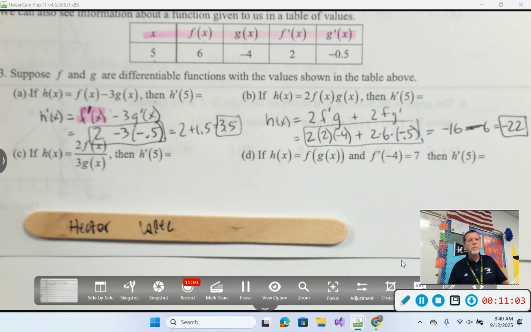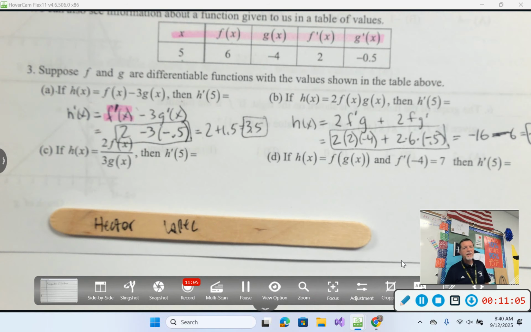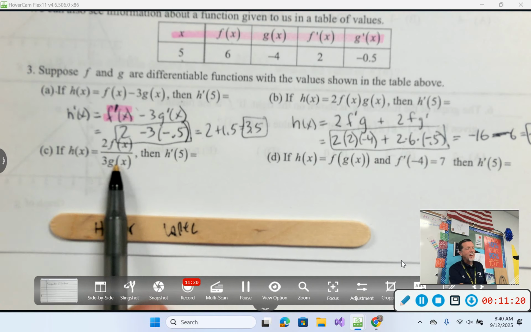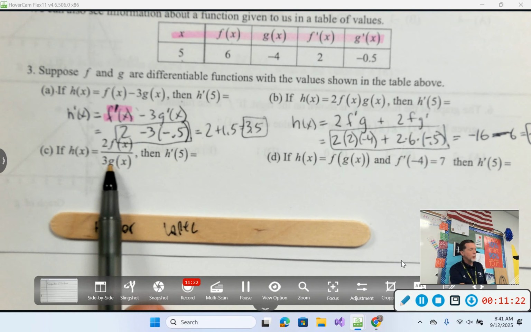Hector, what rule am I going to need for part C? It's that last one, topic 6, I forgot what it was. It was the one with the blow pops. Chain rule. Oh, no, I'm sorry, that's not the chain rule. The quotient rule, because we're dividing.